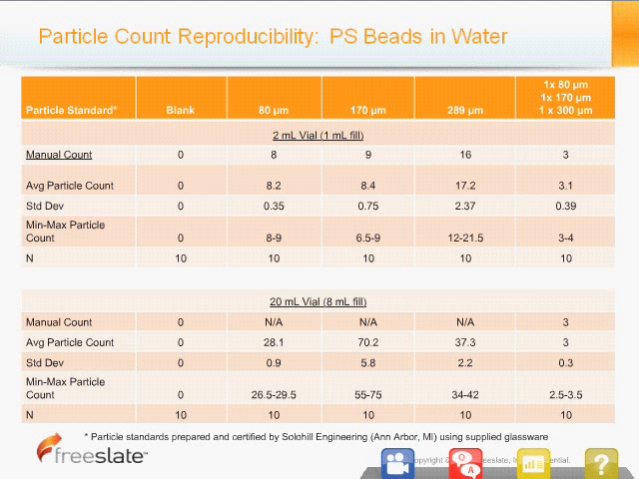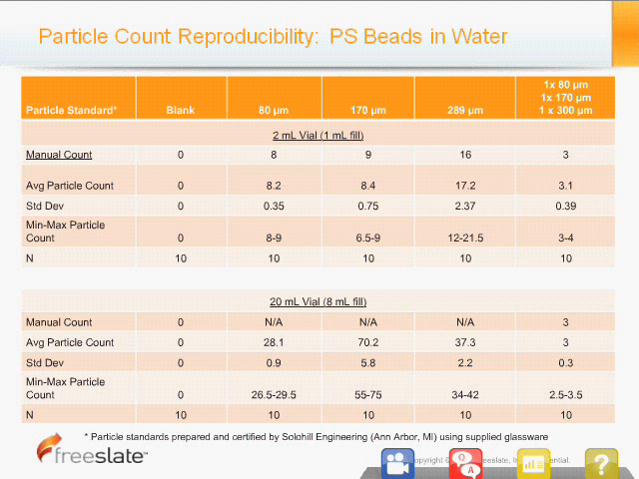They prepared some certified blanks that are known to be particle-free, and we got some prepared in both 2 milliliter vials with 1 milliliter fills, and 20 milliliter vials with 8 milliliter fills. And then we had different particle counts and sizes. So we had 3 vials with 3 of the different size monodispersed particles, ranging from 80 to almost 300 microns. And then we had one standard where we took 1 particle each of those standards and mixed them together.